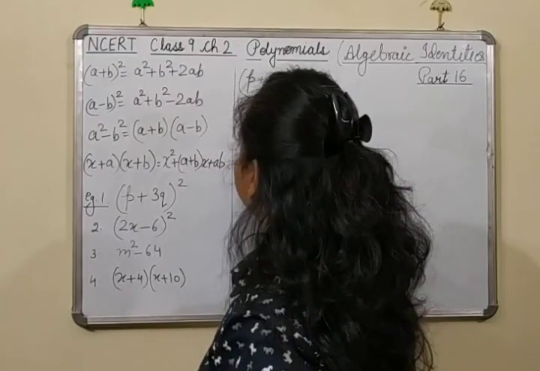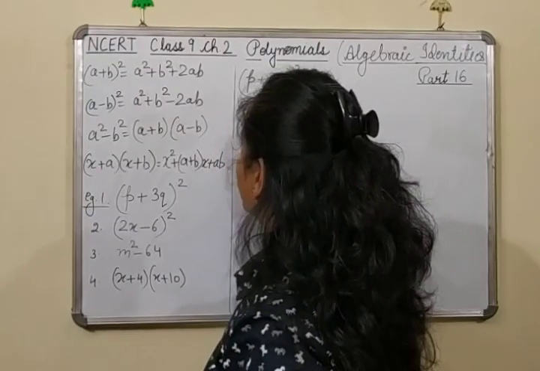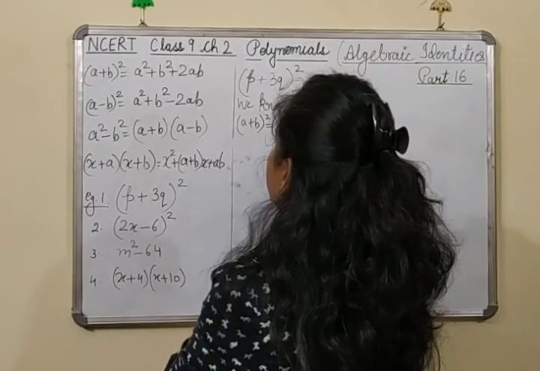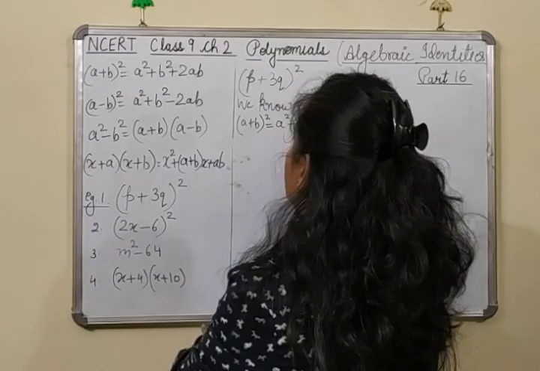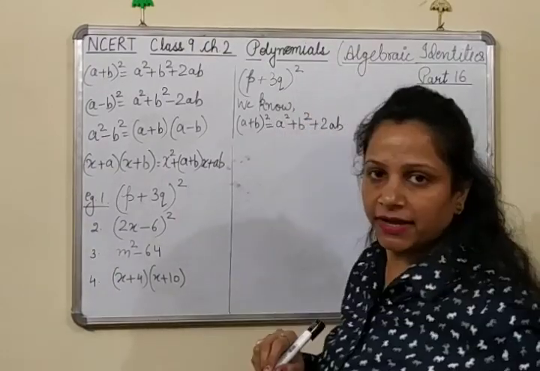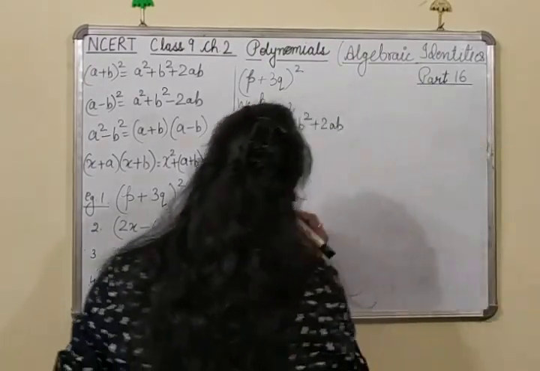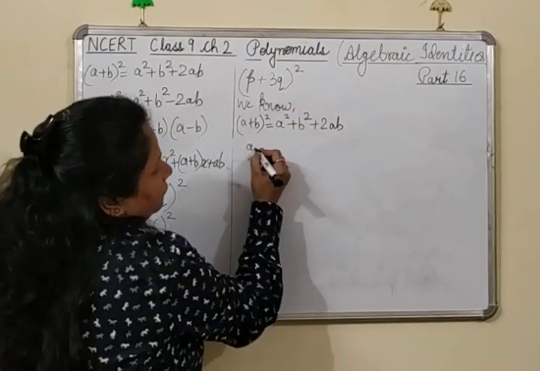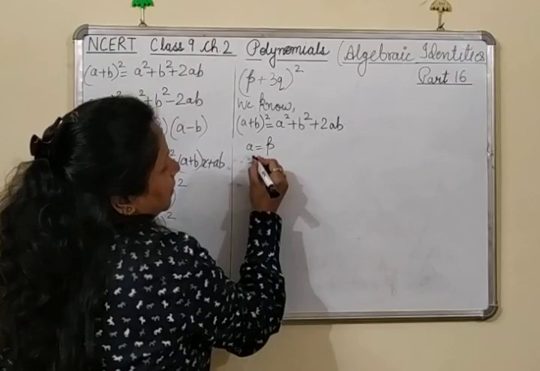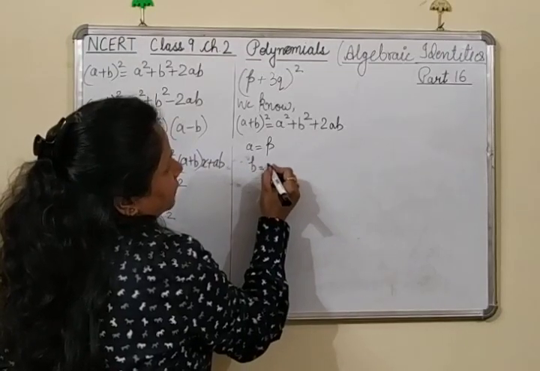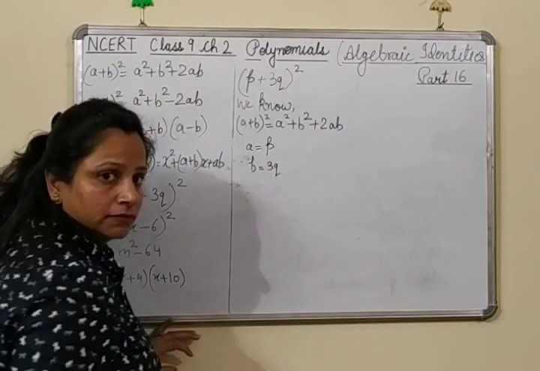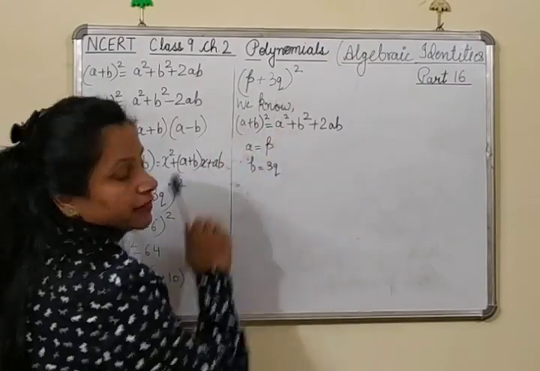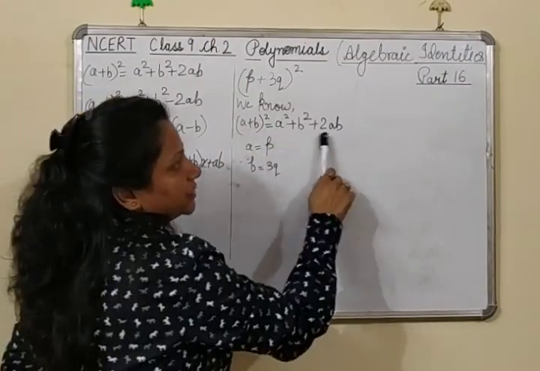Now what we know is that (a plus b) whole square is a square plus b square plus 2ab. Fine. Now from here we see (a plus b) whole square. In place of a, what do we have? p. And in place of b, what do we have? 3q. In place of a it is p and in place of b it is 3q. And we need the answer in this form.